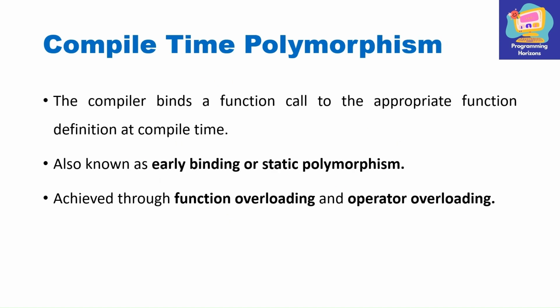Compile-time polymorphism is the one where the compiler binds a function call to the appropriate function definition at compile time. It is also known as early binding or static polymorphism. It is achieved through function overloading and operator overloading. This means that compile-time polymorphism in C++ enables functions and operators to work with different types and parameter lists.